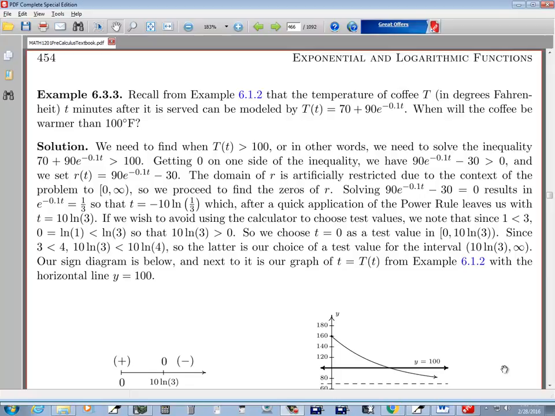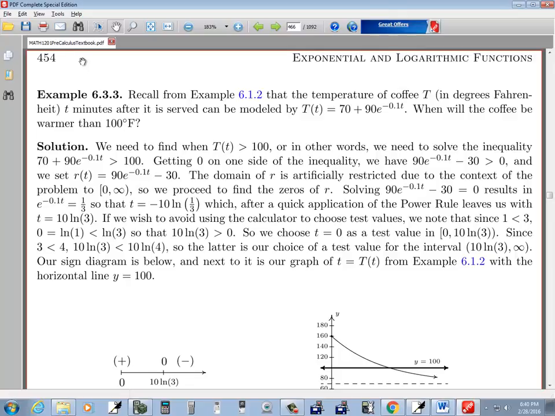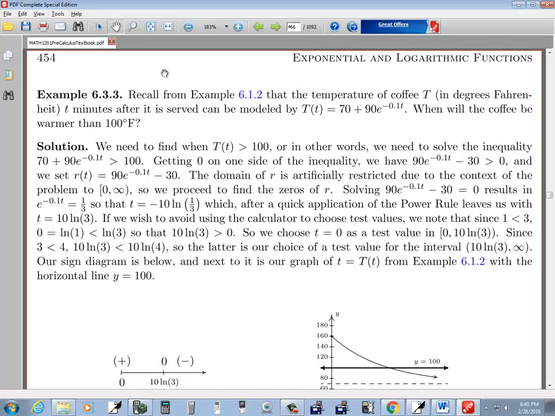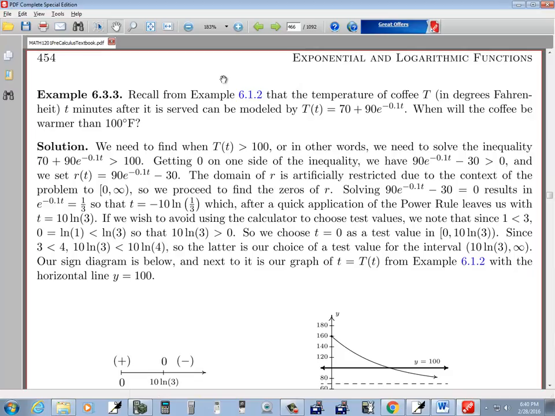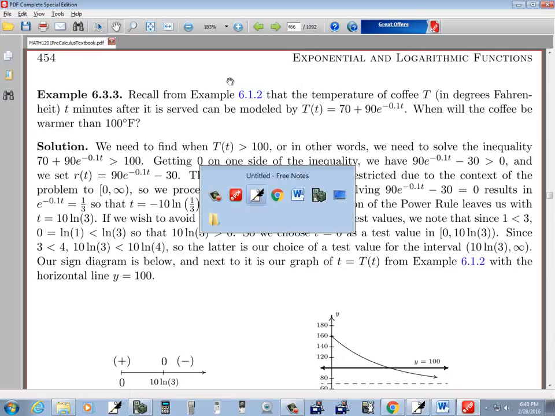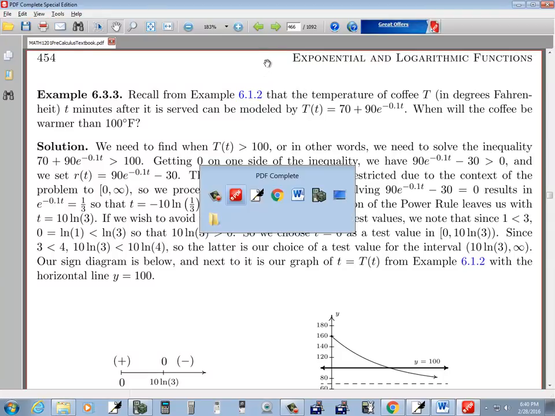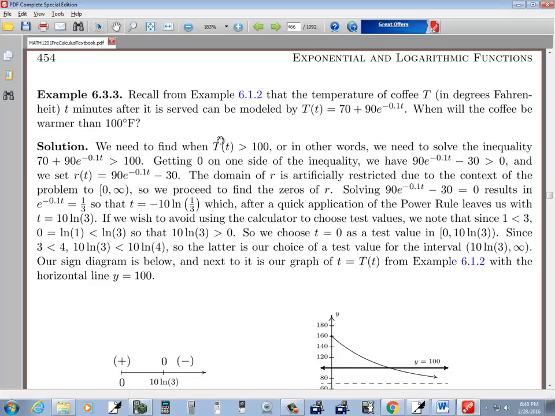Let's take a look at example 6.3.3. It says, recall from example 6.12 that the temperature of coffee in degrees Fahrenheit, t minutes after it's served, can be modeled by T of little t equals 70 plus 90 e to the negative 0.1 t. Okay, that's temperature. When will the coffee be warmer than 100 degrees?